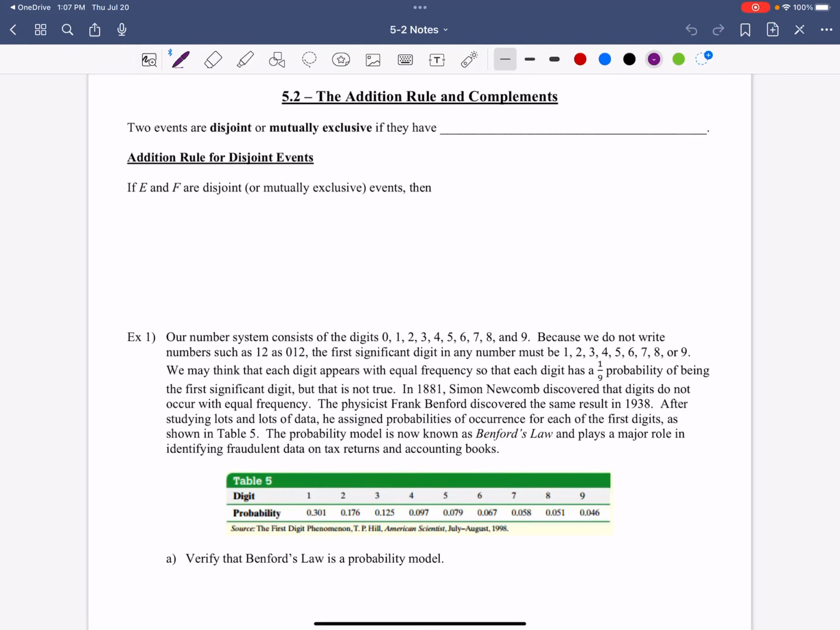Let's keep up with some probability, folks. In this section, we are going to talk about the addition rule and complements, two big concepts that we're working with in terms of probability. All right? Okay, so if two events are disjoint, of course, we're going to be doing some vocabulary because that's how we roll, right?